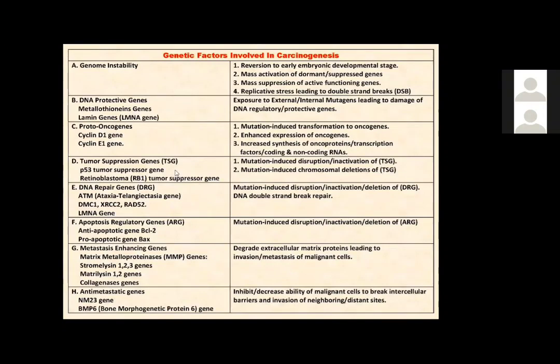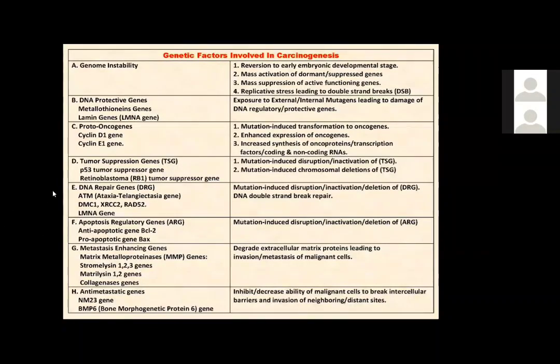Then we get the third genetic element or factor involved in carcinogenesis, which is tumor suppression genes. Tumor suppression genes are genes which regulate too many functions in our cells. When these tumor suppression genes are inactivated by mutation-induced disruption or chromosomal deletion, the P53 gene being the most important of these genes, cancer can develop and tumor can develop. Malignant transformation of the cell can happen as well.